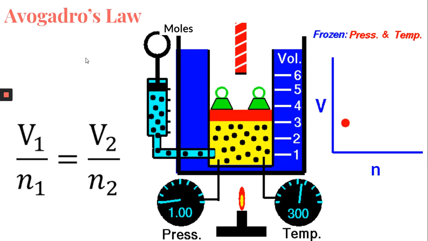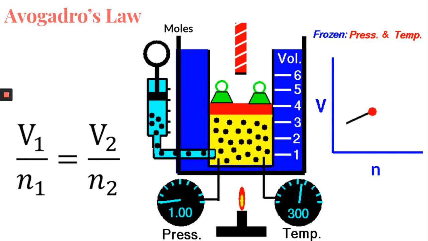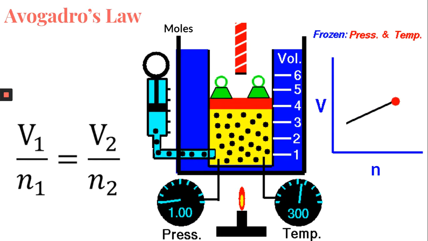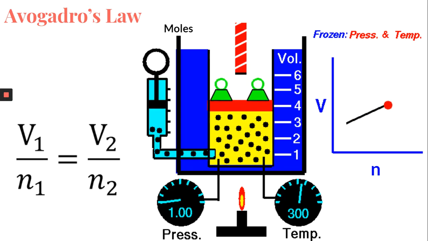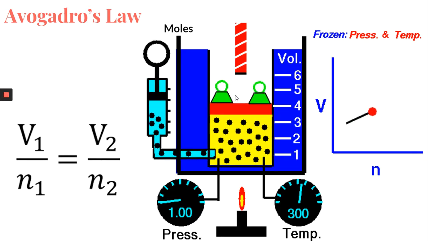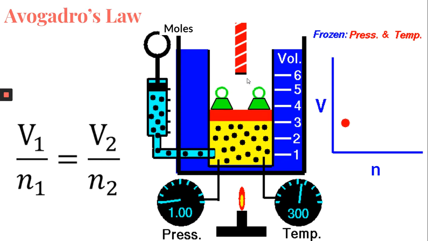Here's my NASA graph. I'm a really big fan of these graphs. I think they give us a really nice visual. You can see across the bottom that our Bunsen burner is maintaining the same temperature at 300 Kelvin, and that our pressure is being held constant by those two little green weights that are sitting on top of the piston.